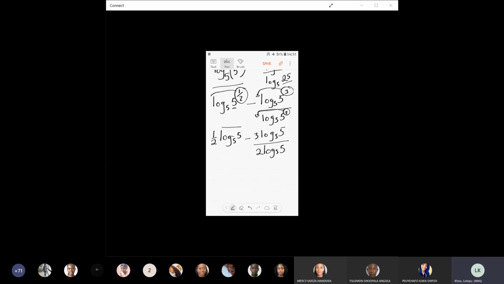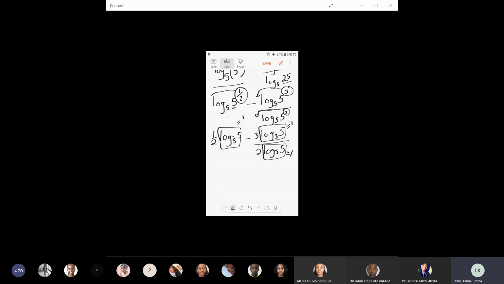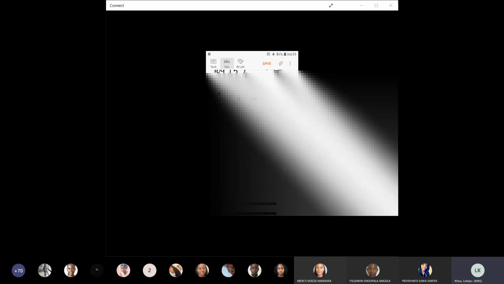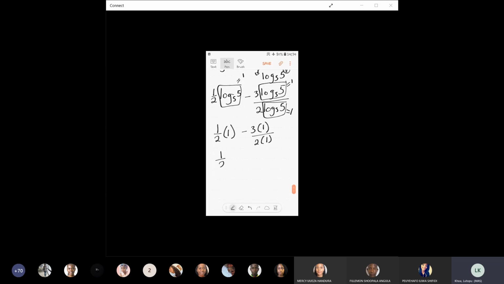Okay, now this part, log base 5 of 5, we say this is equal to 1. This is equal to 1. And that is equal to 1. Now the reason all these are equal to 1 is because when you take log of anything to that same base, the answer is always equal to 1. So I have half times 1 minus 3 times 1 over 2 times 1. Okay, half times 1 is just half, and then this fraction is 3 over 2. So half minus 3 over 2, this is equal to negative 1.